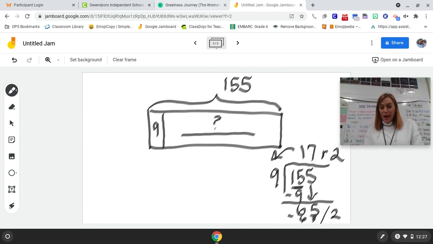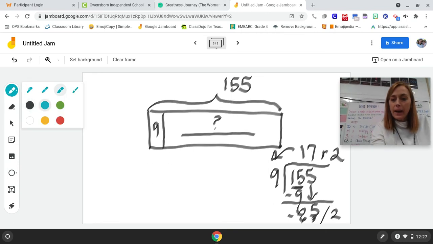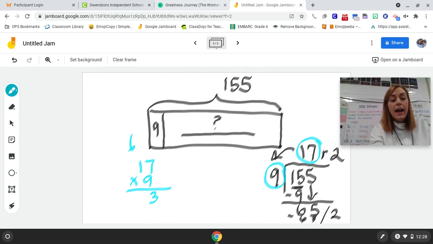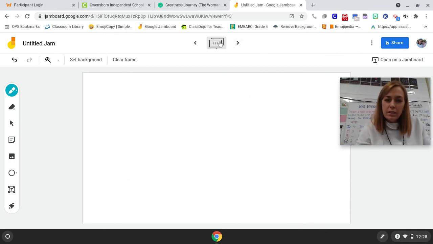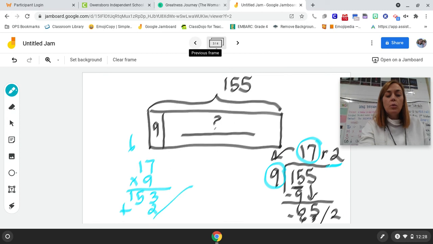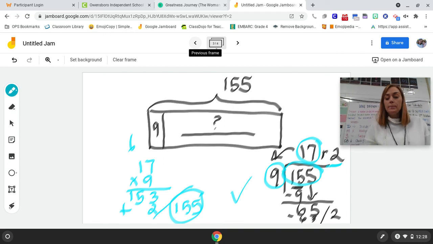Now, I have to go back and check my work using multiplication, right? I have to take my quotient and multiply it by my divisor. So I'm going to say 17 times 9. We know that 9 times 7 is 63. And I know 1 times 9 is 9, plus 6 more is 15. Oh, sorry about that. So I got 153, but I still have this remainder of 2, and I have to add that on. 153 plus 2 is 155. My dividend is 155, so I know I'm right.